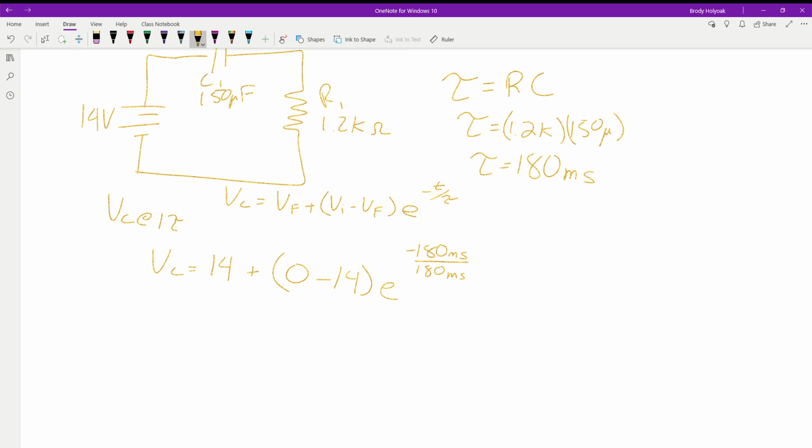So when we're at 1 tau, what does our exponent go to? 180 over 180, so we end up with a negative 1. When we're right at the time constants, we know how this is going to end up. We have the time of negative 180 over our tau, which is the 180. So when we plug this into our calculator, what does this give us?